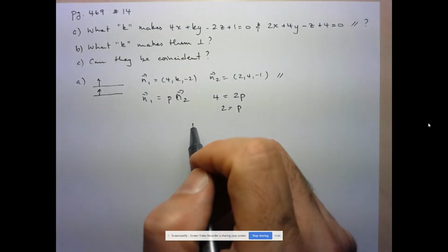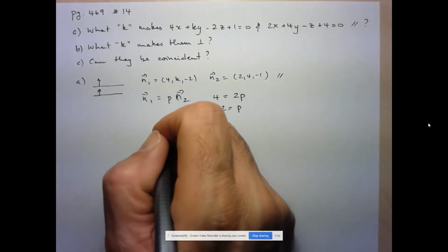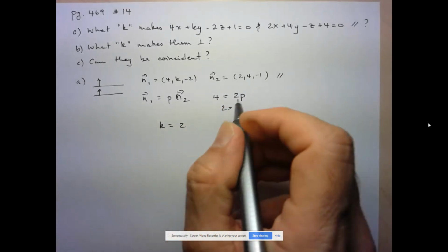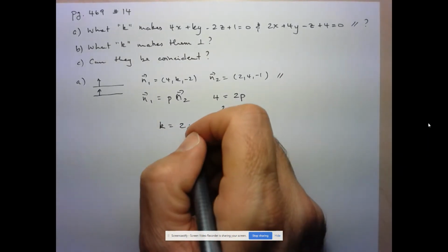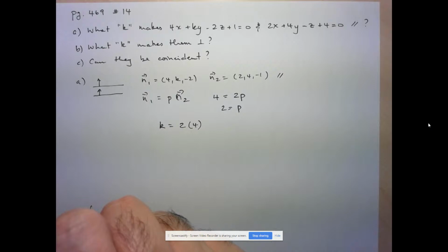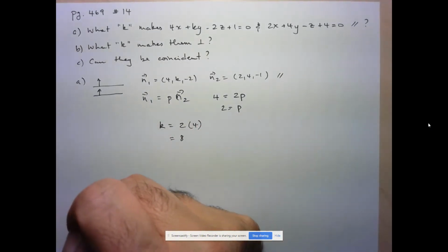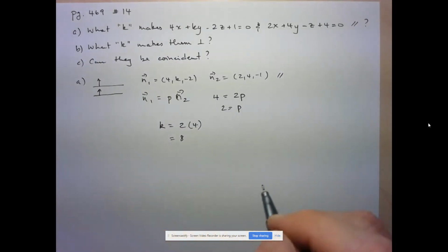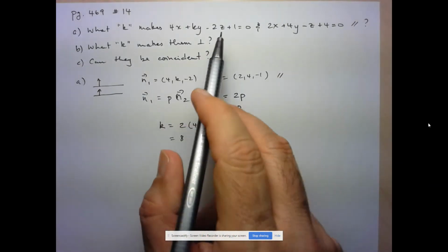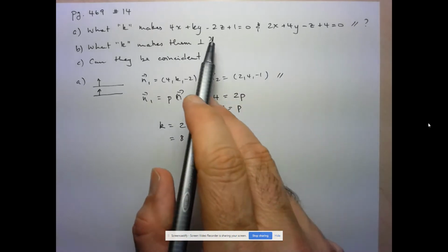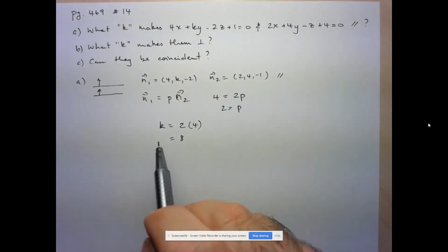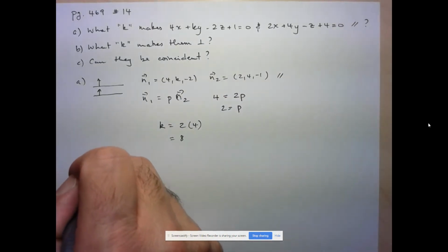So now I have a way to solve for k. K needs to be equal to 2 times the y value from the second normal vector. So k needs to be equal to 8, and there's only one answer here. If k is equal to 8, these two planes will be parallel because their normal vectors will be parallel. All right, so let's take a look at B.